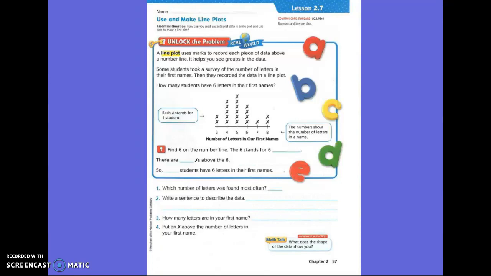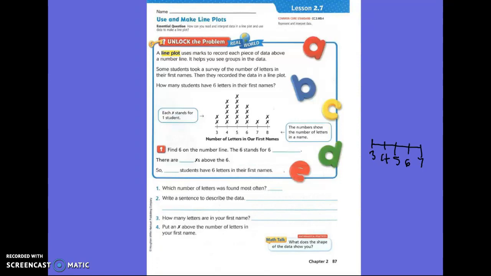Okay, a line plot is basically a line that has numbers below it. They started with 3 on this. There's probably not many names that start with 2 letters or 1 letter in this class. So I know we can have ones like Ed, but we're going to pretend like Ed is not in the class. So we had some people who had 3 letters, some people had 8, so they just did 1 through 8. 8 was probably the highest number that they had.